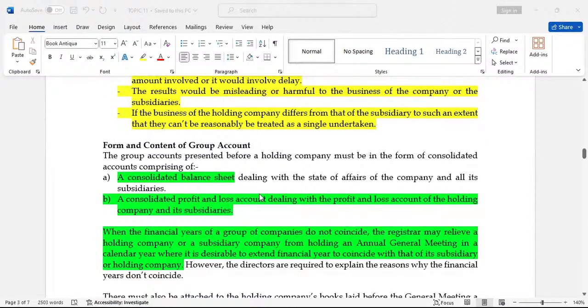So the contents of our group accounts, sometimes we call them consolidated accounts, will have the group balance sheet. It will have what we call the consolidated balance sheet or statement of financial position. This term has to be there: consolidated. They'll have the consolidated P&L, sometimes we call it the consolidated income statement.